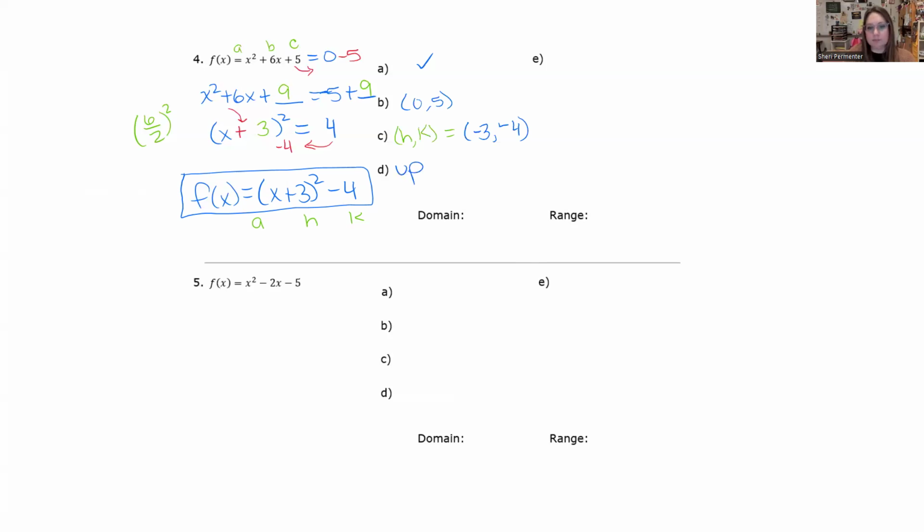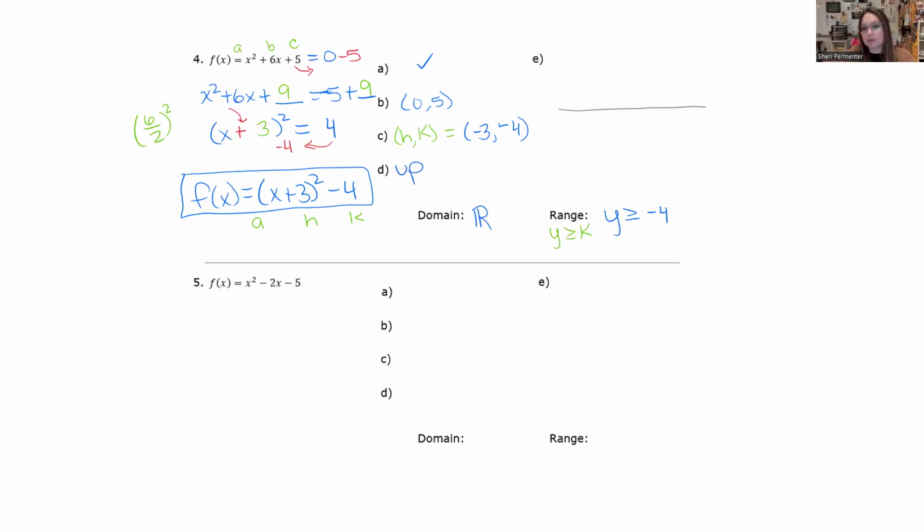What's the domain? All real numbers. And because my graph opens up, y is greater than or equal to k. So for this one, y is greater than or equal to, what is the k value? -4.